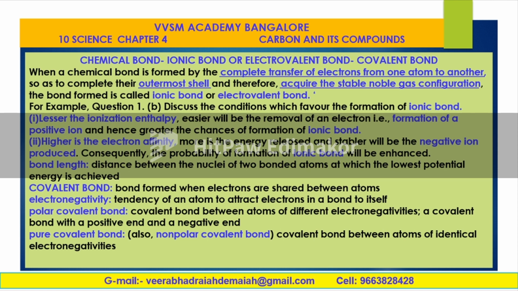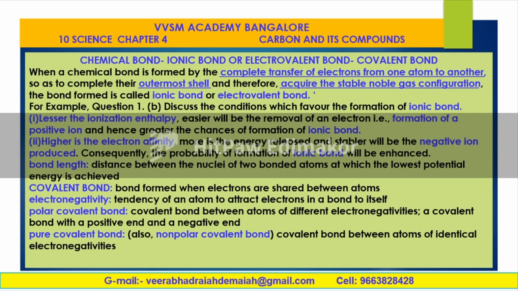What is an ionic bond? When a chemical bond is formed by the complete transfer of electrons. My dear friends, matter is made up of electrons, protons and neutrons. Therefore, during a chemical reaction, the outermost electrons, also called valence electrons, are completely transferred, and the atoms acquire the stable noble gas configuration, that is the s2p6 configuration.